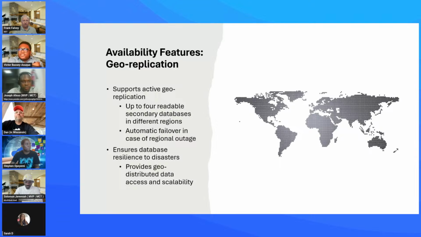Azure SQL database supports active geo replication, allowing us to create up to 4 readable secondary databases in different regions, giving us the capacity to fail over automatically in case of a region-wide outage. And this ensures that the database is resilient to disasters, provides geo-distributed access, and of course continues to be scalable.